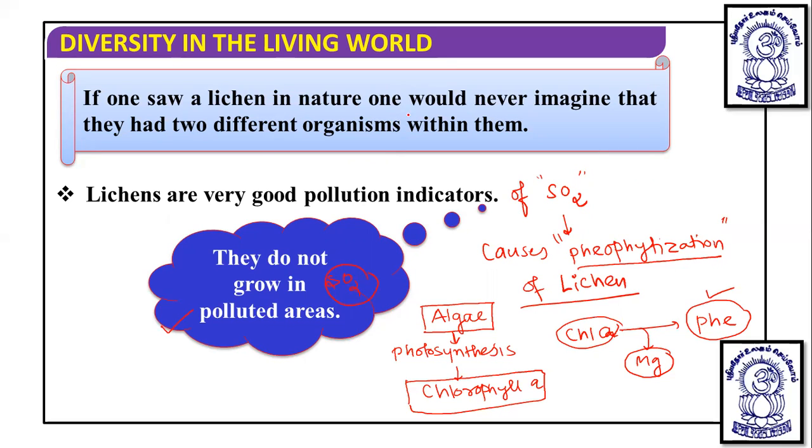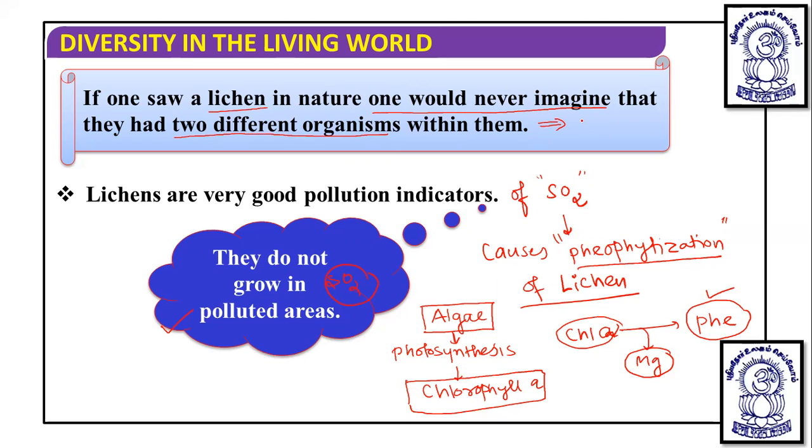These above statements also make us understand one more important peculiarity. If we see lichen in nature, one would never imagine that two different organisms are within it. See, there are two different organisms and they look like one.